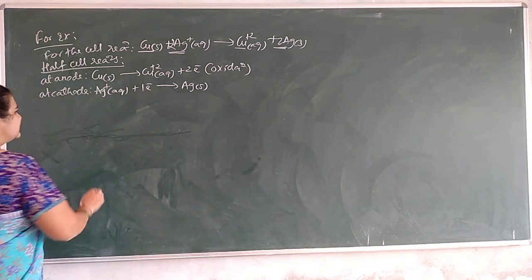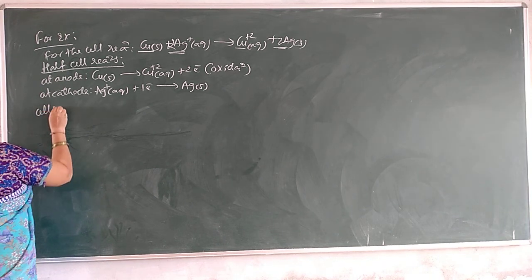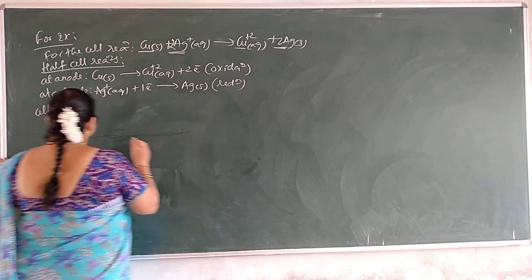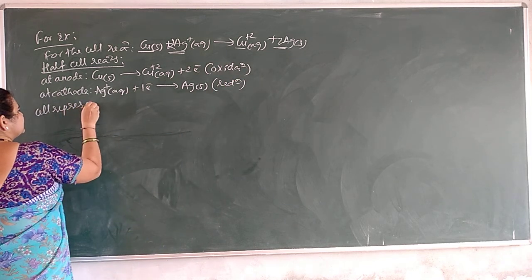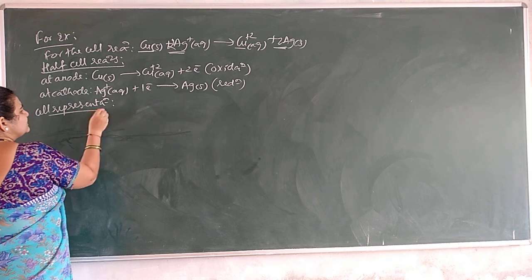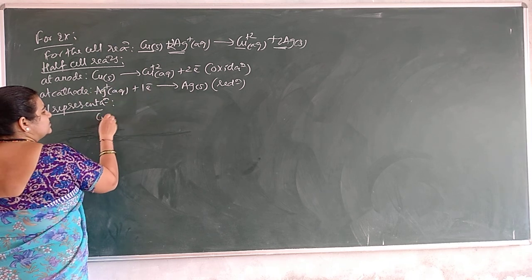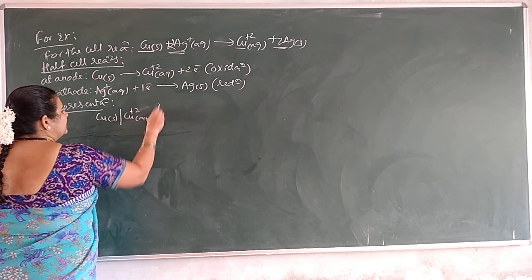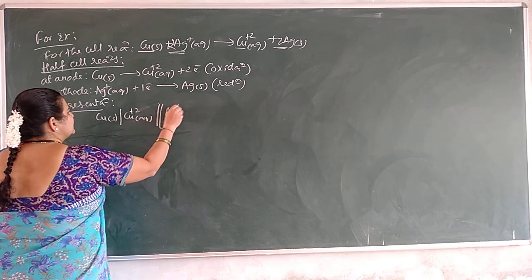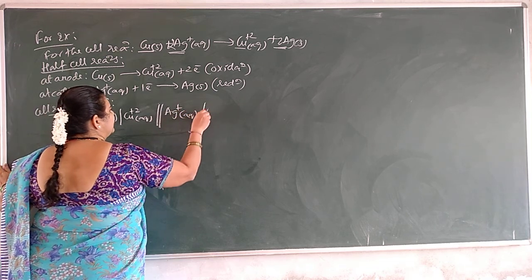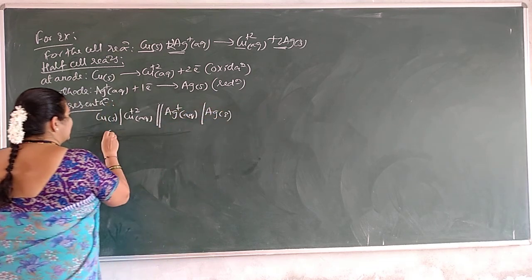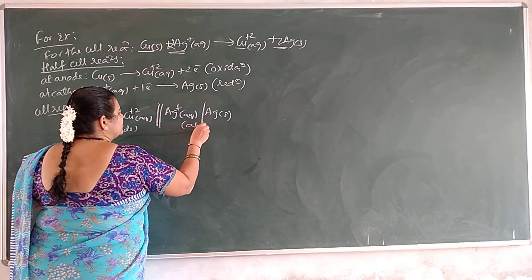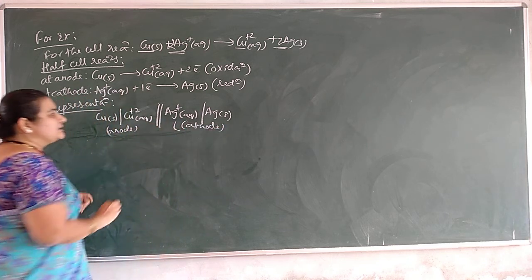Now cell representation. At cathode there will be reduction reaction taking place. Cell representation can be written as, first you write the anode, that is Cu solid bar Cu2 plus aqueous, double bar Ag plus aqueous single bar Ag solid. This is anode and this is cathode. So this is the way to write the cell representation.